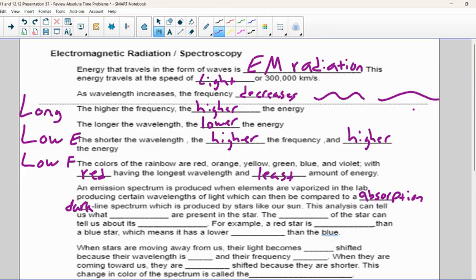This analysis can tell us what elements are present in the star, and the color of the star. The color of the star can tell us about its temperature. For example, a red star is cooler than a blue star, which means it has a lower temperature. You could say it has lower energy. There were a few things that would actually fit in that blank.